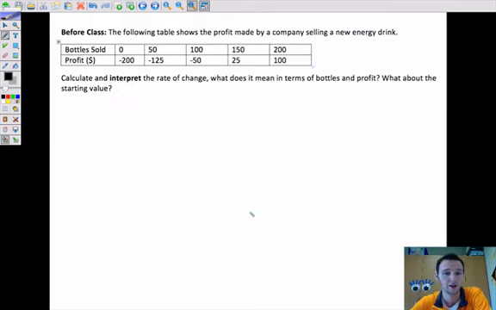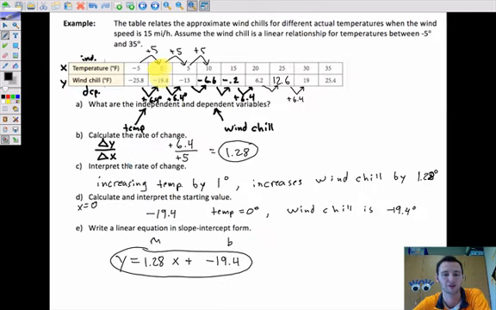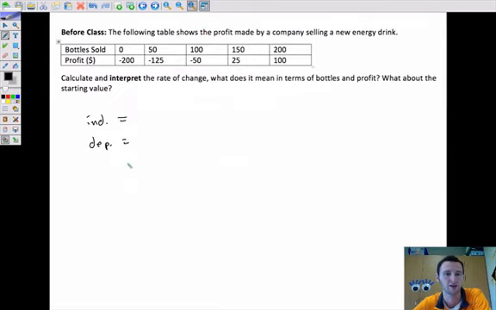All right. Your before class gives you a little table here of a company selling a new energy drink. It shows their number of bottles sold versus their profit. So probably the first thing you actually want to do for this is identify the independent variable and the dependent variable. From that point, you can calculate and interpret the rate of change. What is the rate of change? What does it mean? And what is the starting value? And then what does that mean as well? So sort of answer these same questions and go through the same process from this example for your before class.